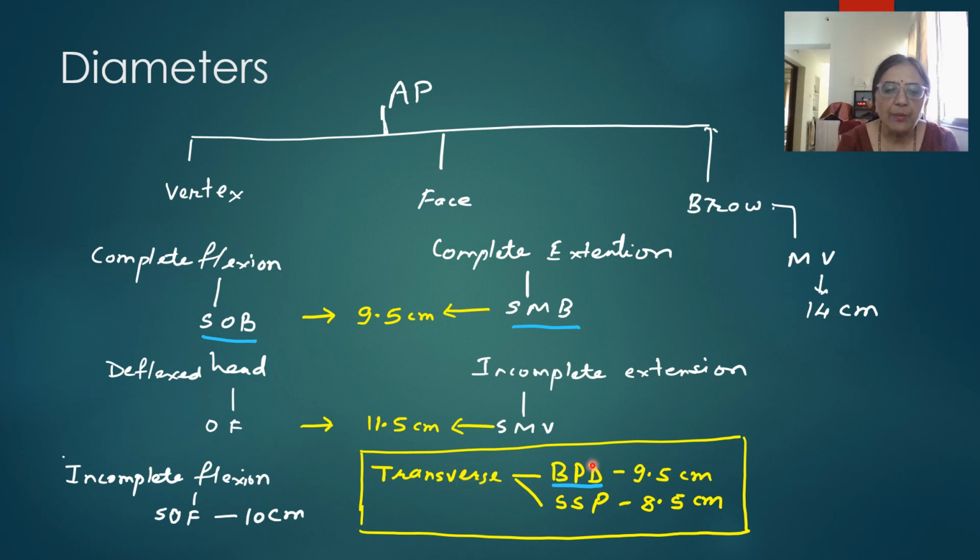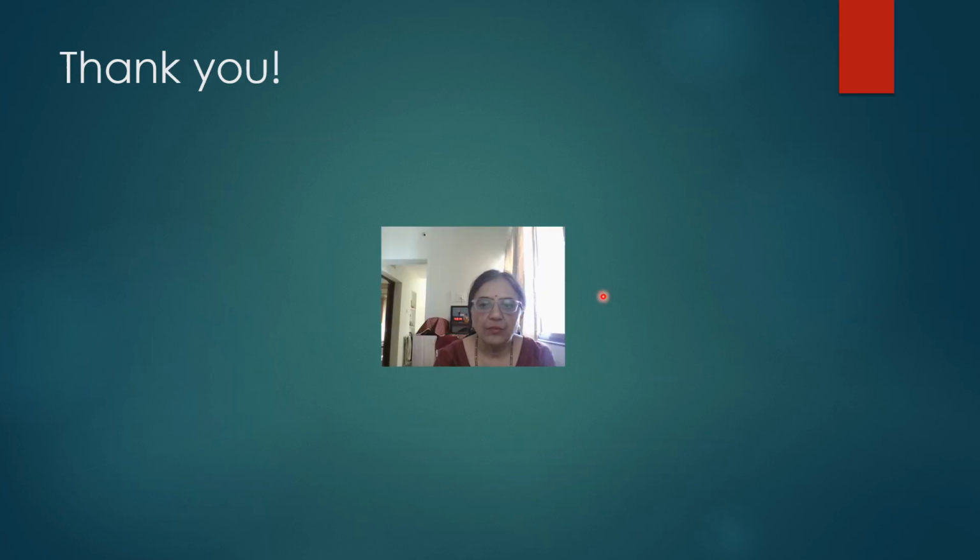Transverse diameter, biparietal diameter, we have another 9.5. So how many 9.5s? I have marked these in blue. Suboccipitobregmatic is 9.5, submentobregmatic is 9.5, as well as biparietal diameter is also 9.5 centimeters, which will be the transverse diameter of engagement in a synclitic type of engagement. Or in asynclitism, the diameter of engagement changes to super subparietal diameter, which is less. It is less by 1 centimeter. It is 8.5 centimeters. Thank you so much.